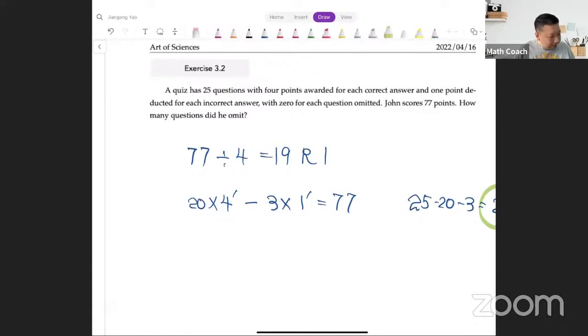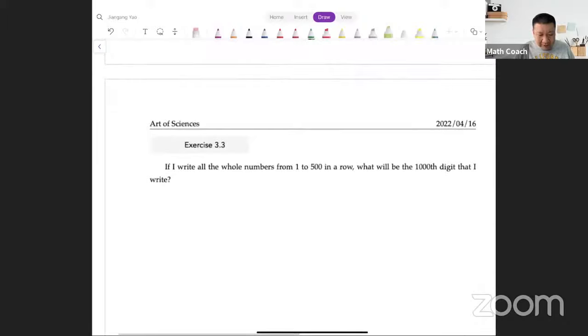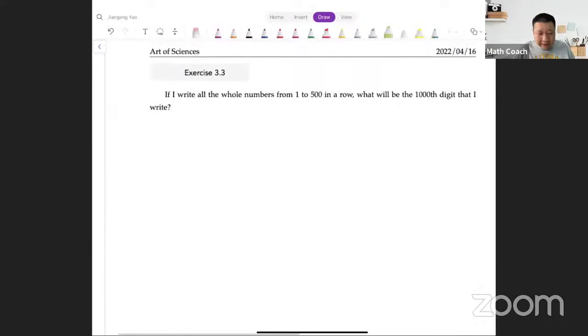All right. So next, question 3.3. If I write all the whole numbers, which means positive integers, from 1 to 500 in a row, what will be the 1000th digit that I write? Okay, 62, go ahead. Yes, your answer is correct. The answer is 3, and now it is 1 to 2.